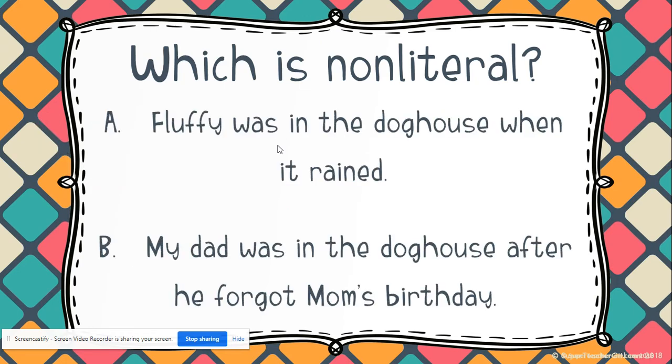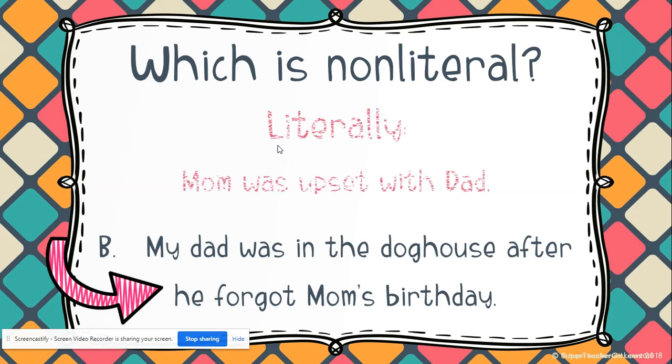Which is non-literal? A, Fluffy was in the doghouse when it rained. Or B, my dad was in the doghouse after he forgot mom's birthday gift. Which one can't necessarily really happen? Let's see. Literal was that mom was upset with dad. So it's B, my dad was in the doghouse after he forgot mom's birthday gift.